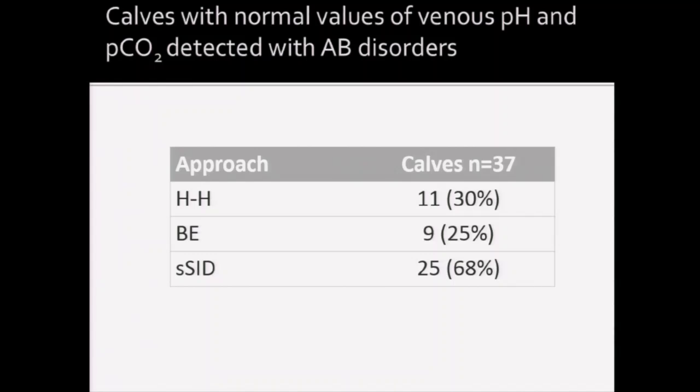And if we look at how each one of the three approaches diagnosed the metabolic acid-base disturbances, it was a kind of interesting result in that the Henderson-Hasselbalch equation found about 30% of these calves had a metabolic acid-base disturbance, whether that was metabolic alkalosis or acidosis. Base excess abnormalities were found in about 25% of the calves. And the strong ion difference actually diagnosed a metabolic acid-base disturbance in 68% of the calves. Okay, so quite a significant level of disparity between the three different groups.